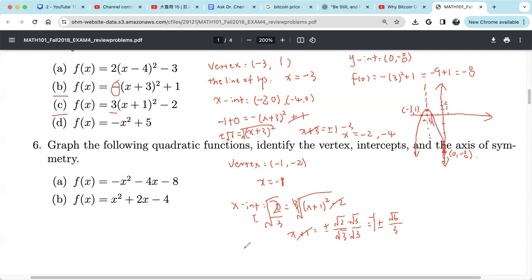So I have two x-intercepts. For the y-intercept, we want to evaluate f of 0. F of 0 is 3 times 1 squared, which is just 3, minus 2, which is just 1. So the y-intercept is 0, comma 1. Now we can graph.